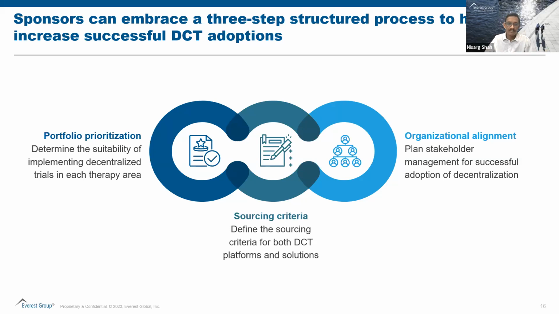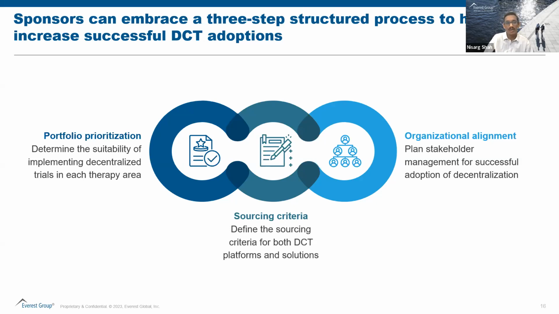It really starts with portfolio prioritization. Now, as a pharma company, you may have multiple therapeutic areas where you're running clinical trials. Not every clinical trial may need decentralization. Similarly, every therapeutic area may have a degree of decentralization associated with it. So, for example, most of the oncology trials are, in most cases, hybrid, whereas, say, a clinical trial which is focused on, say, dermatology or pediatric trials can be decentralized to a very large extent.